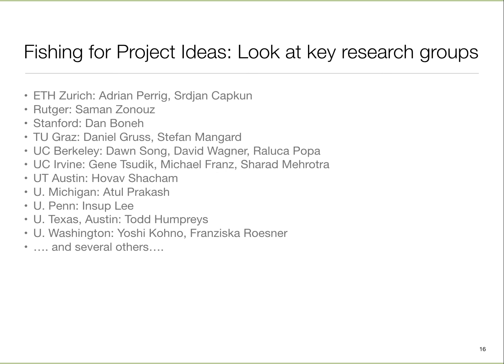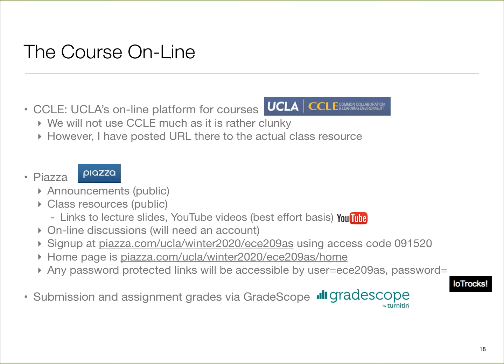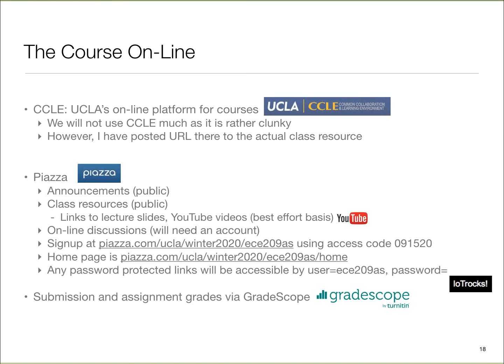Another strategy to look for related work is the key research groups. I've listed some of the major research groups who are working in this space. Some of their papers we are going to cover, either as part of my lectures or as part of the paper presentations. I've also listed some resources. There's tons of software, hardware, and hack penetration resources that are available for doing interesting projects. So I've again listed some of them.